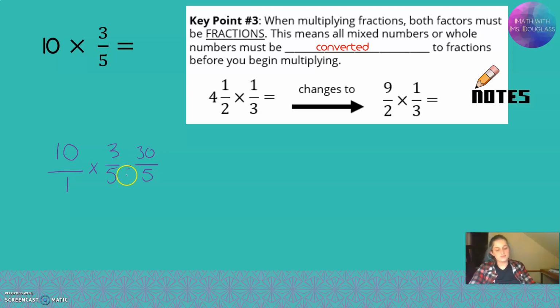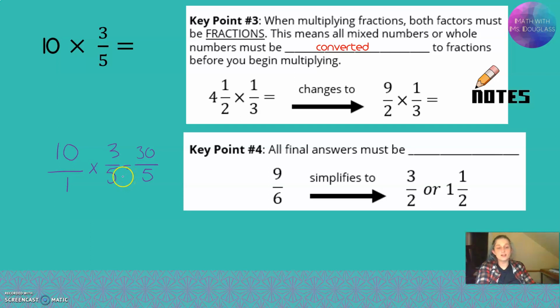And I'm not actually done. Key point number 4 says that all final answers must be simplified. This means that we're checking, do 30 and 5 have any factors in common? What is the greatest common factor of 30 and 5? I'm going to divide by that. 30/5. You can look for the greatest common factor, or you can remember your divisibility rules. I know that 30 ends in a 0 and 5 ends in a 5, and I can divide numbers that end in 0 or 5 by 5s. We're dividing by 5 over 5 because that's really like dividing by 1.